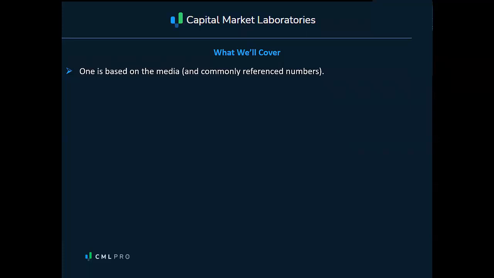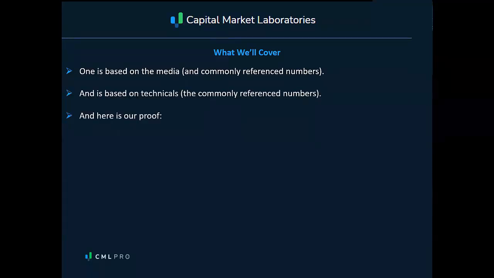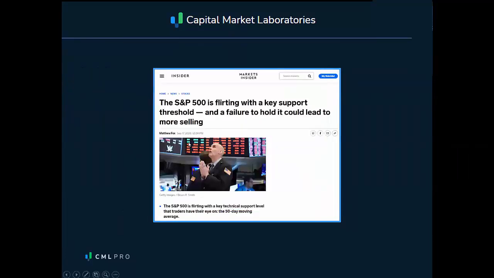Okay, so the one that is based on the media and commonly referenced numbers. This is where technical analysis would come in. And here's our proof. Here's an article from Business Insider. This was 2020. It said the S&P 500 is flirting with a key technical support level, the 50-day moving average. That's the market. That's Business Insider. CNBC.